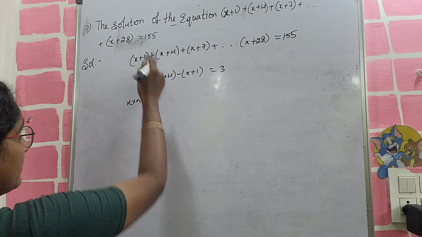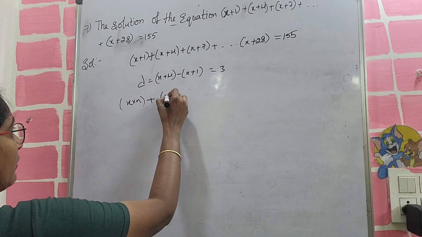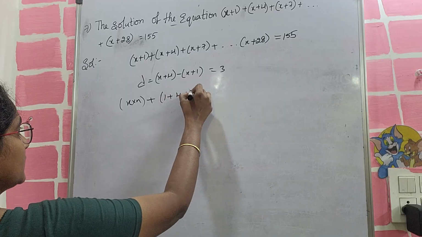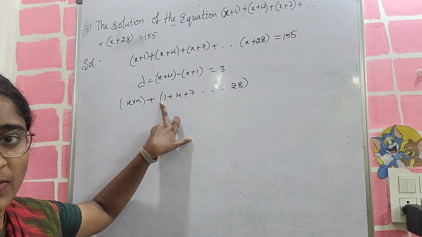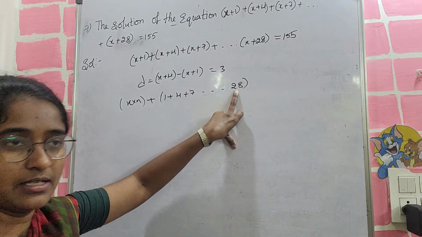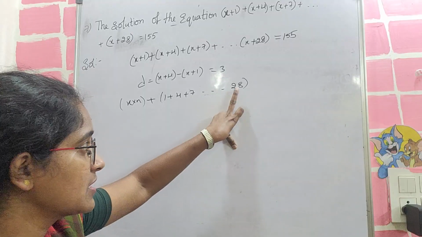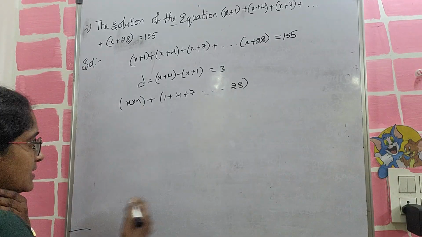Then all the x I wrote here, and then all the numbers like 1 plus 4 plus 7 and so on up to 28. So I'll use this here. The first term a is 1, the common difference is d, and the nth, like the last term, is 28. By using this I can find the n value. That will be the easiest process, I guess.